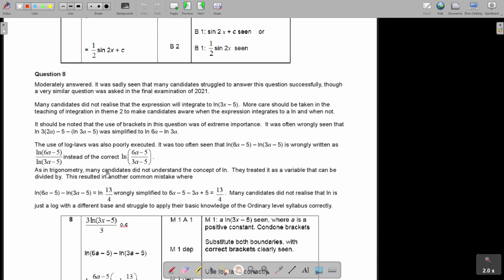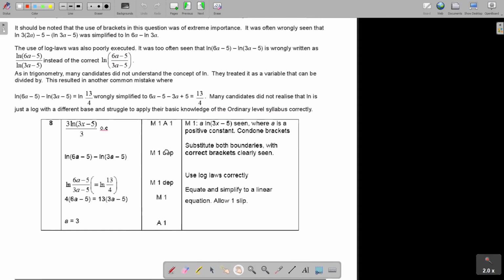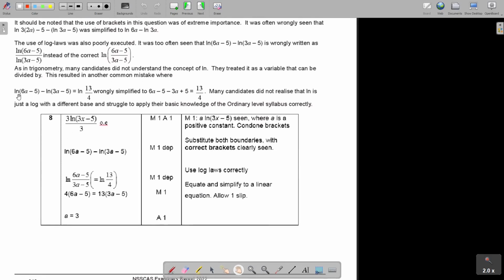As a trigonometry, many candidates did not understand the correct ln. They treated it as a variable that can be divided by. The result is another common mistake. So, as I said, this is definitely not mathematically correct. Okay, so very important to take note. So this and this is equal, wrongly simplified to this. Okay, that means if you didn't use the rules, the laws of logs.